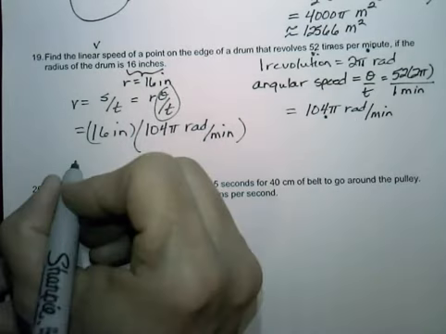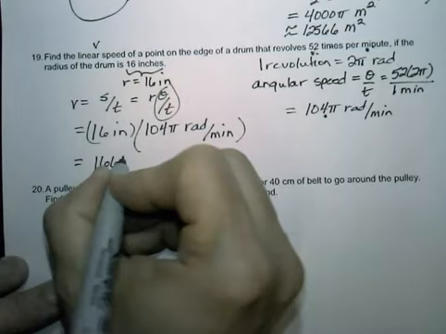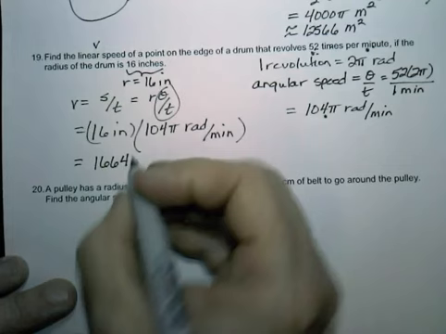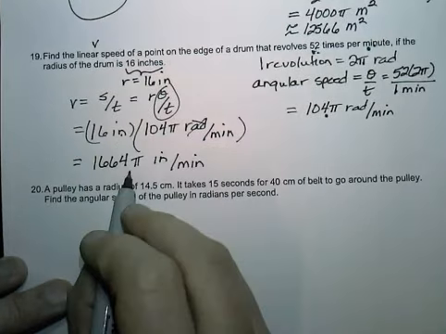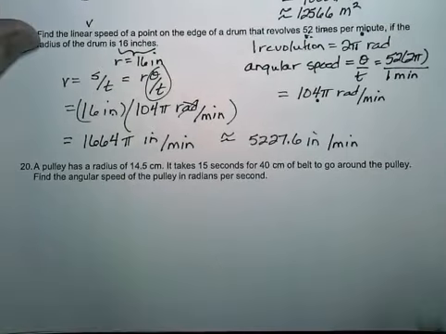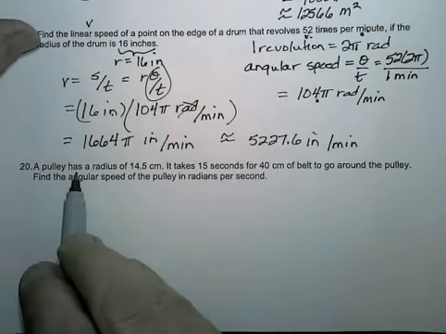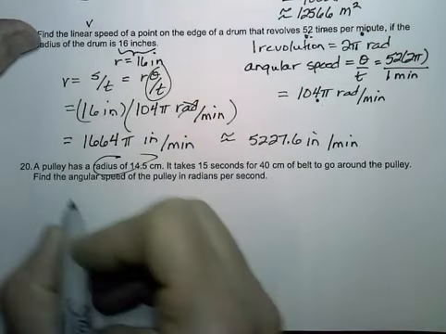If we multiply that out, we get 1664 pi, and again we're going to forget about the radians, but we do have inches per minute. That would be our exact answer. Our approximate answer, rounded to one decimal place, would be 5,227.6 inches per minute.